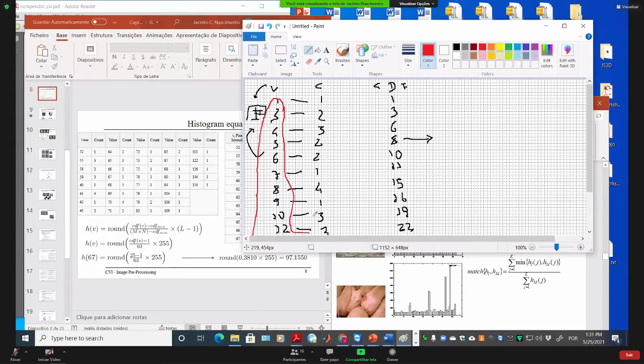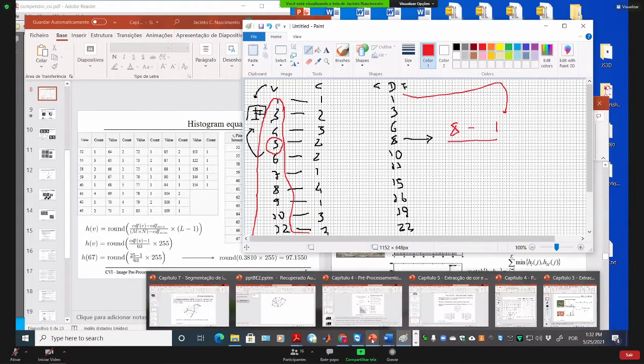Okay, so for instance, computing the histogram of 5, it is the CDF of 5. What is the CDF of 5? It's 8 minus, what is the minimum CDF? Is 1, divided by m times n. In this case, this is the size of the matrix.